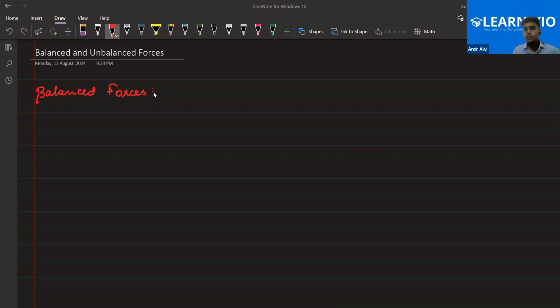So balanced forces means if all the forces acting, and if you take the resultant of those forces, that should be equal to 0. It means that if you add all the forces and the sum of those forces, the magnitude, is coming to 0, that means the forces are balanced. Those are balanced forces. Clear, everyone?